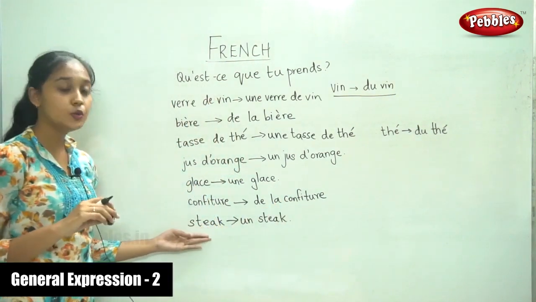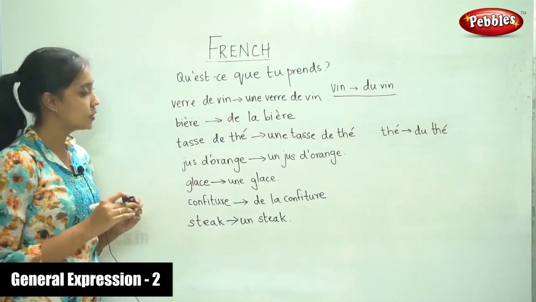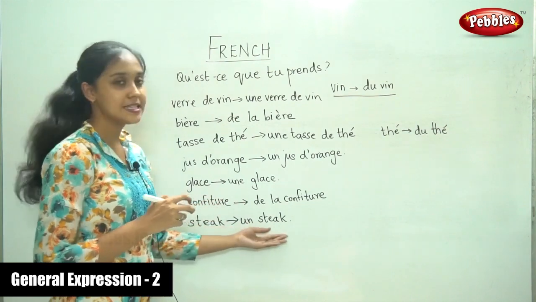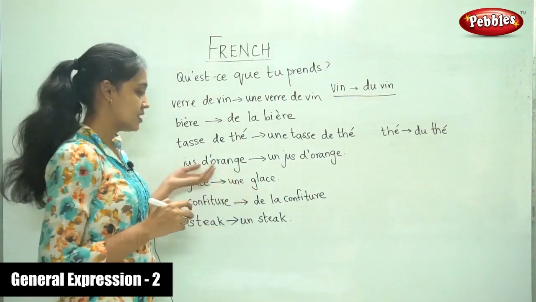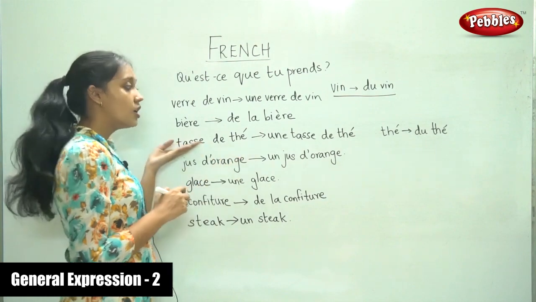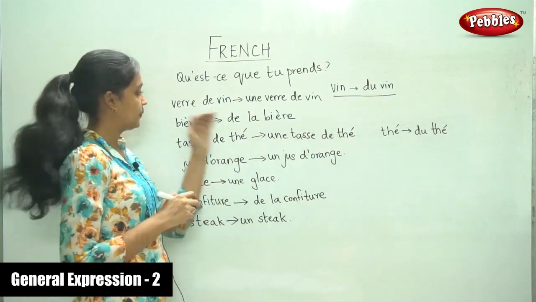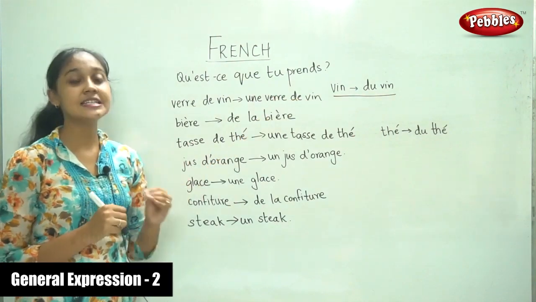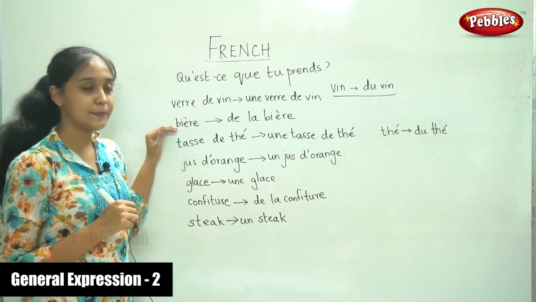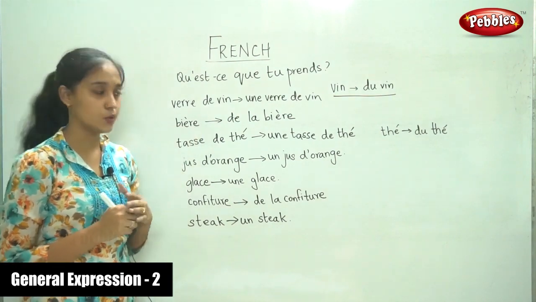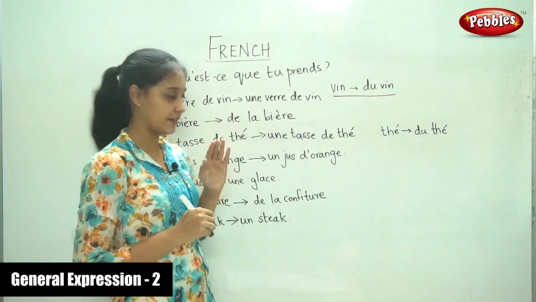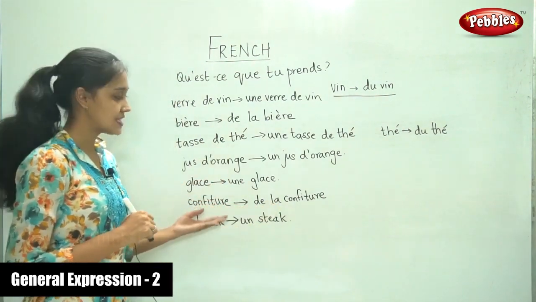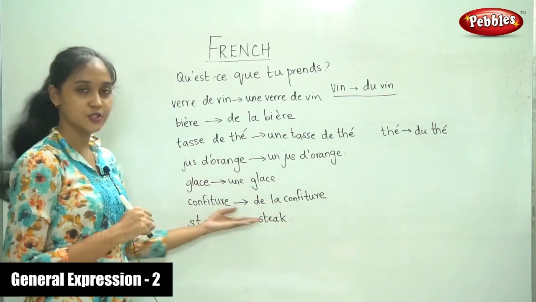So if you can count the object, you would use an article, un or une. Un steak, une glace, un jus d'orange, une tasse de thé, un verre de vin. But if the object is not countable, for example, bière, you cannot count. So it is de la bière. Confiture, de la confiture, some confiture, some jam.